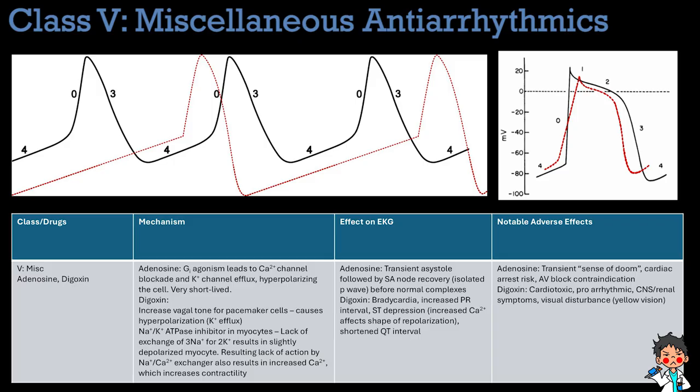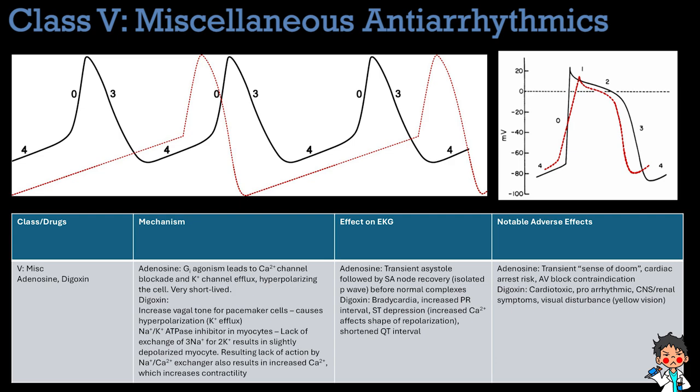And stuff like the increased PR interval and shortened QT interval are also things that you can kind of intuit from how digoxin works. And as far as adverse effects for digoxin goes, you've probably heard about them in your classes because it's often held up as this very cardiotoxic drug that we don't really use that much anymore. All kinds of nasty effects. It can cause arrhythmias. It can cause CNS and renal symptoms.